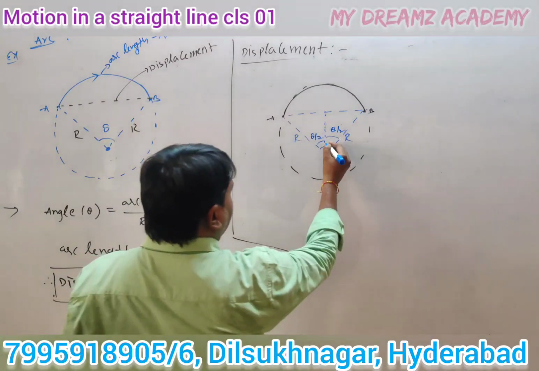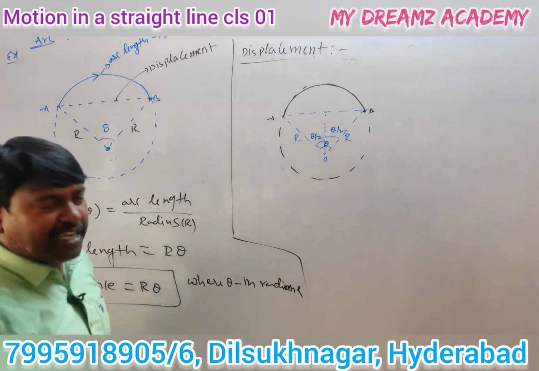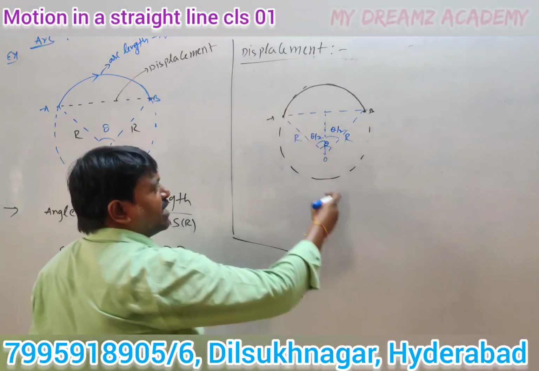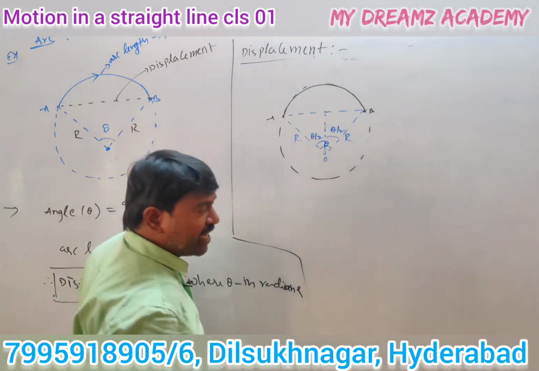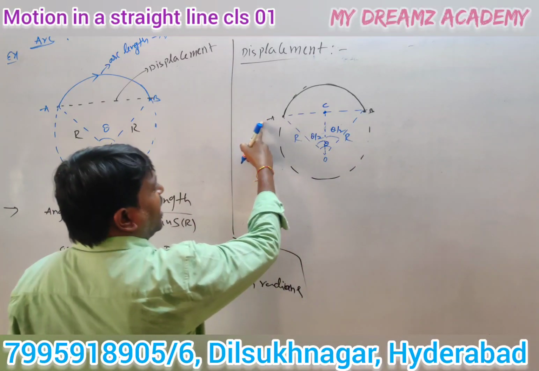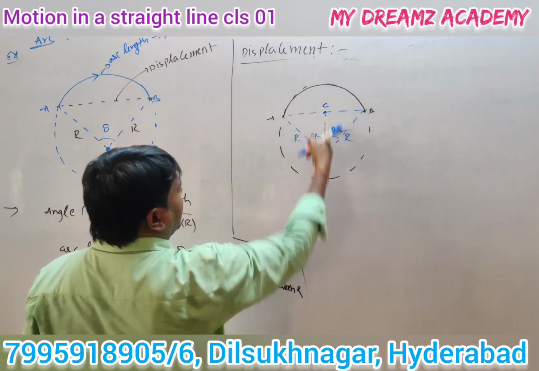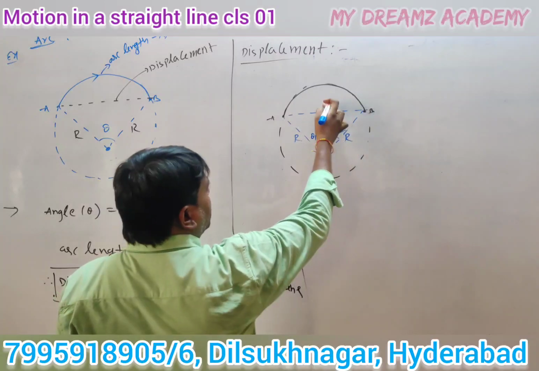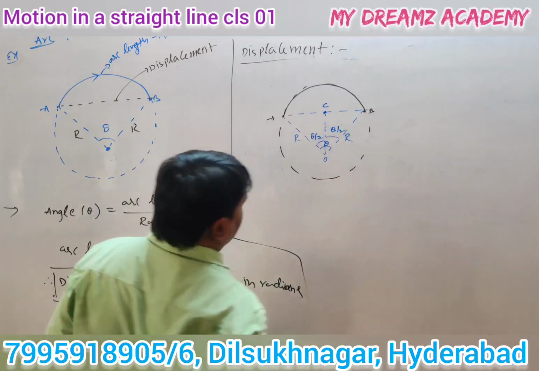Total angle is theta. Now consider one perpendicular bisector; it divides the angle into two equal angles. This midpoint is considered C. Now AOC is one right angle triangle, and BOC is also another right angle triangle.